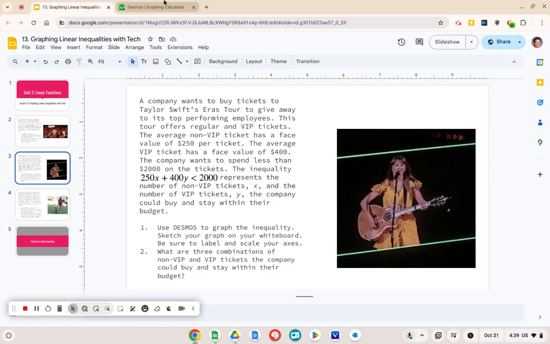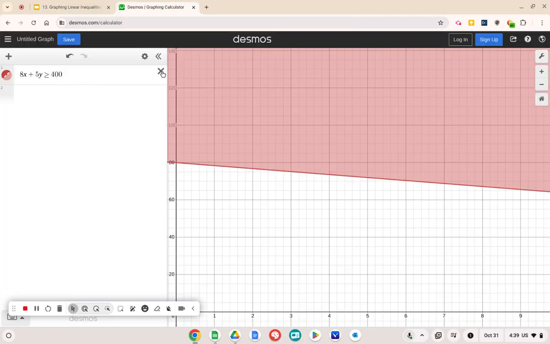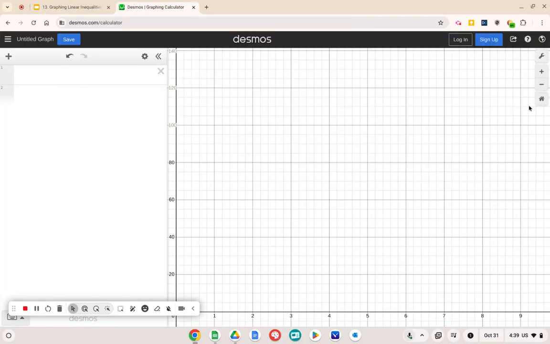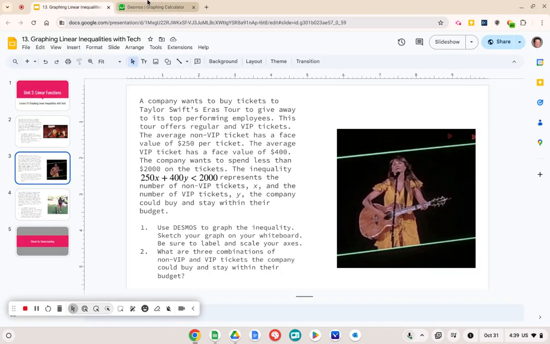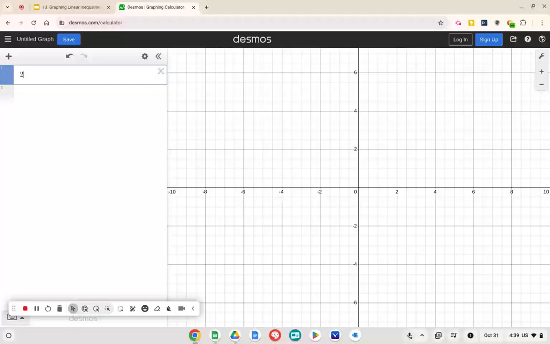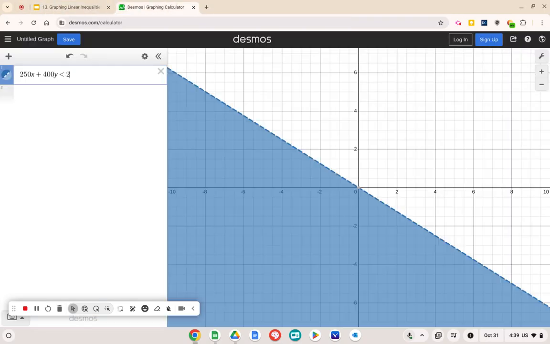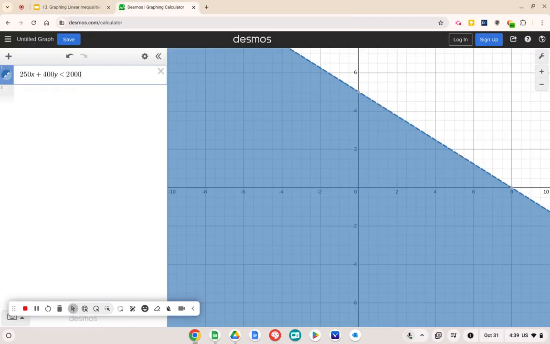All right, so let's go back over to Desmos and reset everything. So I'm going to exit out of the inequality. I'm going to hit the home button and I'm going to put in my new inequality, which again is 250x plus 400y is less than, I believe it was 2,000. Let's double check. 2,000.